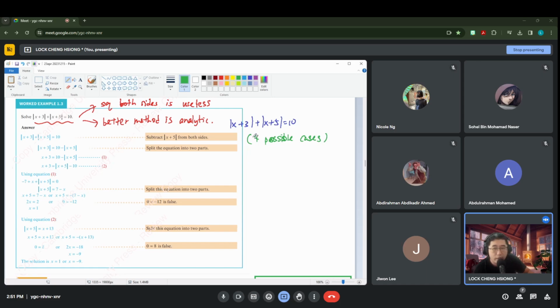Okay, so what are the 4 possible cases? Positive with positive, positive with negative, negative with positive, and negative with negative. So therefore, I will have the form of x plus 3. I will have the form of x plus 5 here.